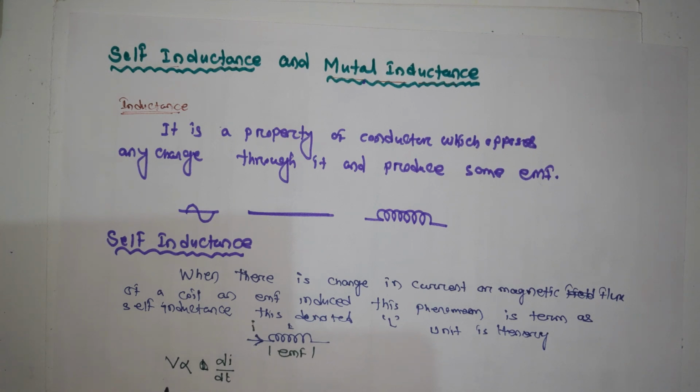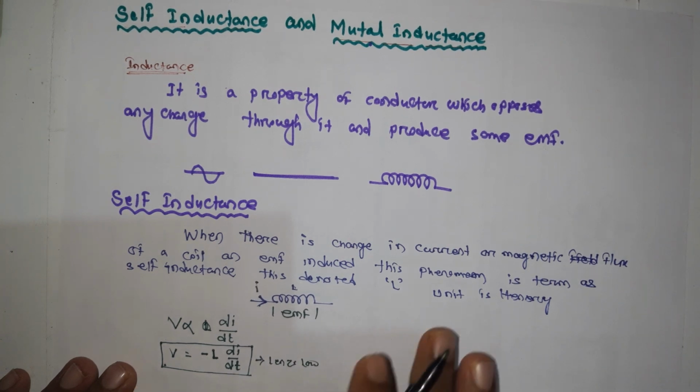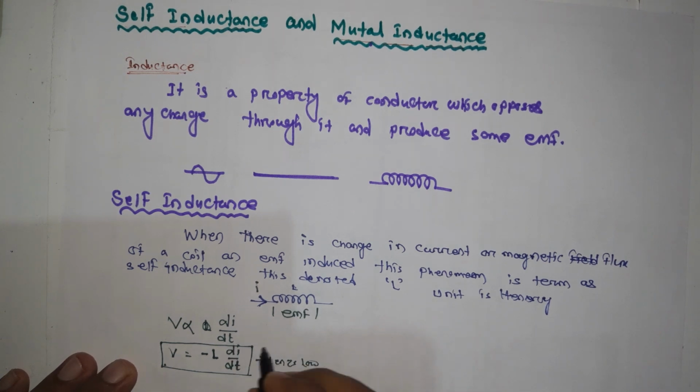You can also write V equal to minus L di by dt, where L is one constant, that is inductance. Here di by dt is the change in current. Here the negative sign is due to Lenz law. In our previous video we discussed the importance of Lenz law; you can see the link below. Let this be equation number 1.